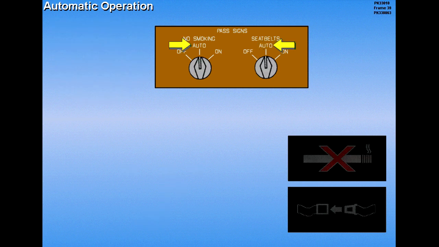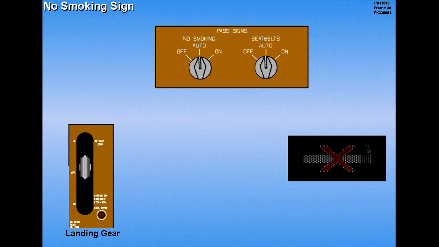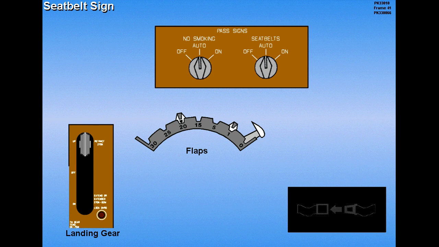With auto selected, the signs are controlled automatically by landing gear and flap position. The no smoking sign illuminates when the landing gear is extended. The sign extinguishes when the gear is retracted. The seat belt signs are controlled by the landing gear and flap positions.